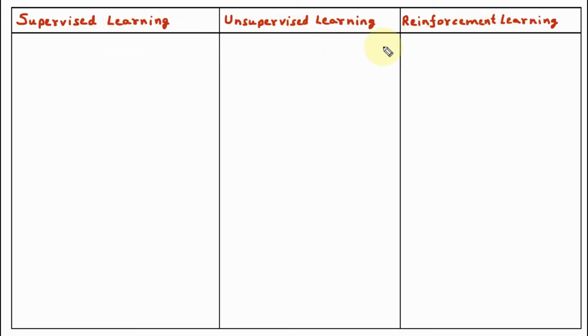Today we are learning the difference between supervised learning, unsupervised learning and reinforcement learning. In supervised learning, input and output are known. So here we have an input data set and we know where to go. In unsupervised learning, only input is known. Here we have no idea about the output. That means we have an input data set but we don't know where to go. In reinforcement learning, nothing is known.